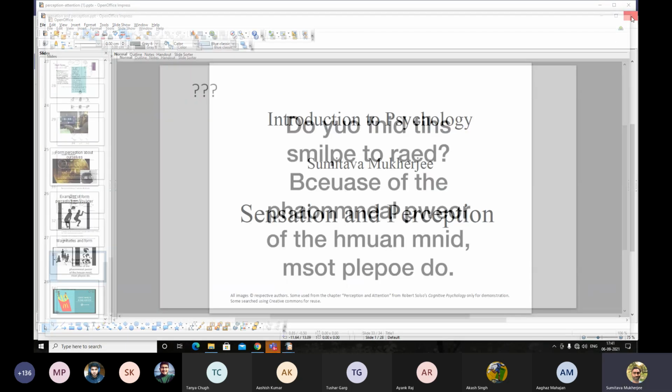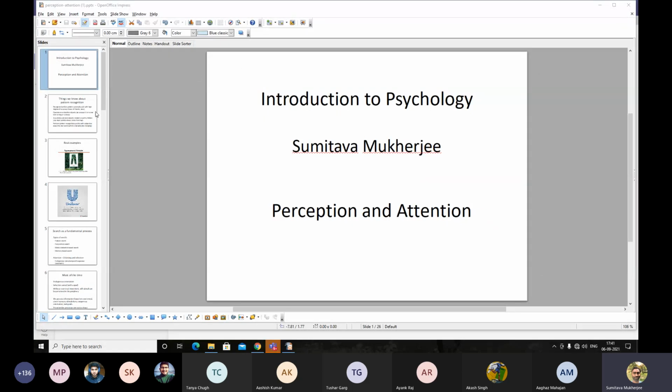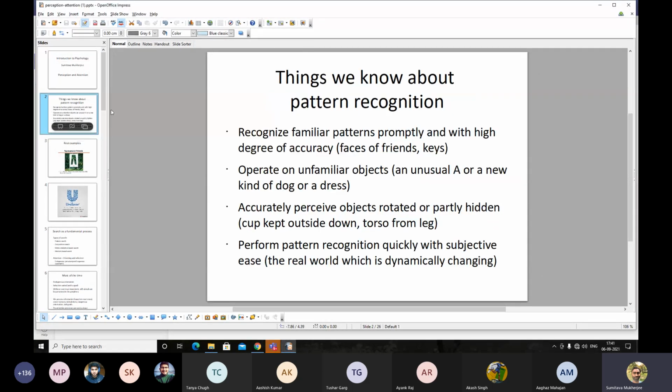Okay, so I think you all got the sense of it. Let me move to the next part, which is the focus. But even before that, a little bit about patterns is important. These are the things that we already know.